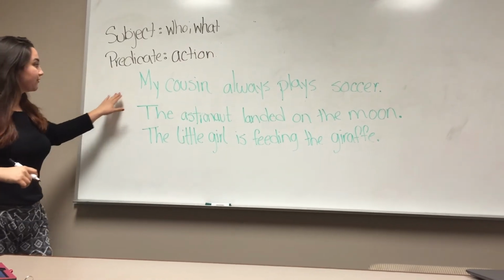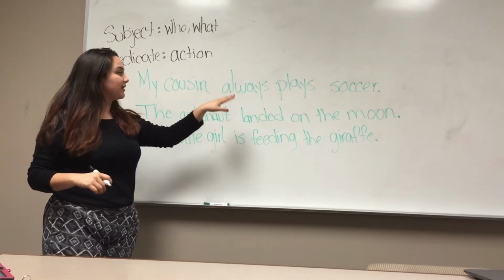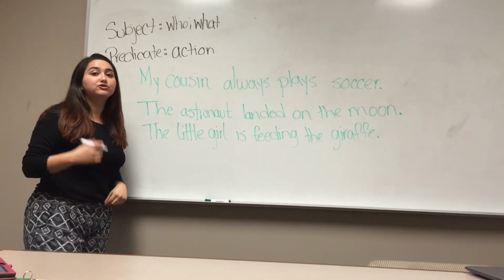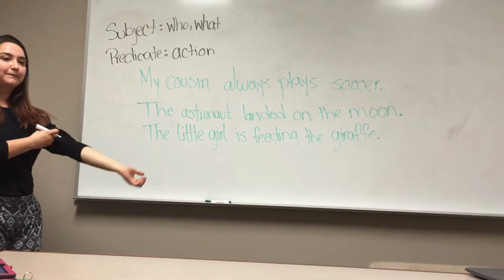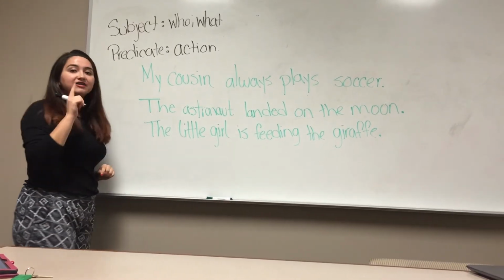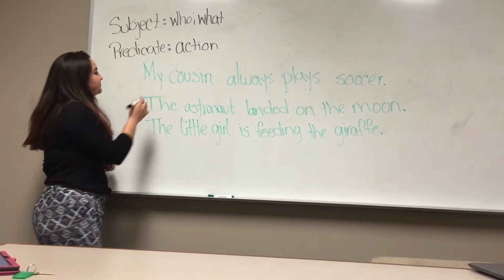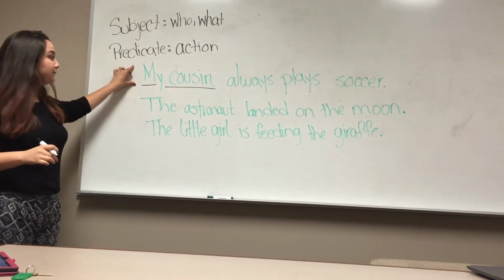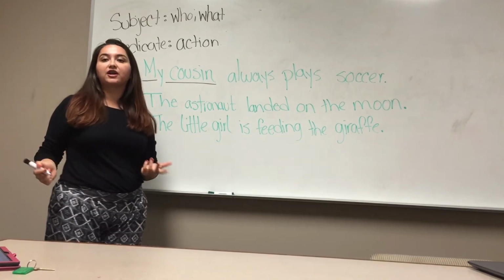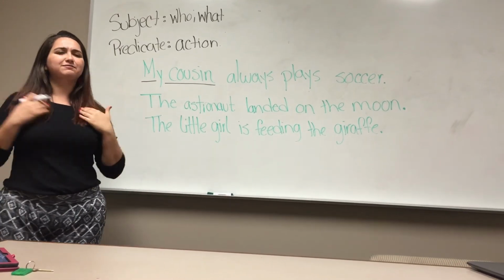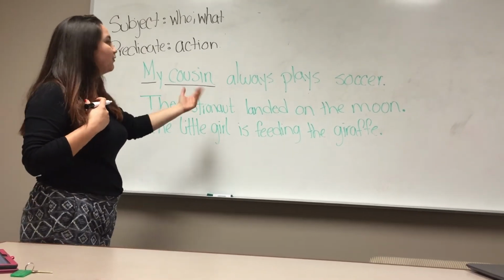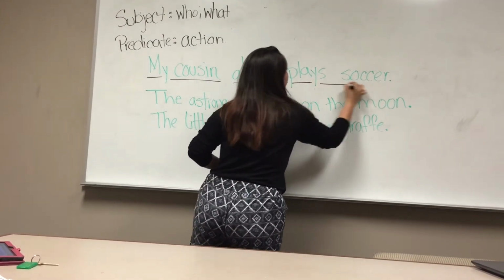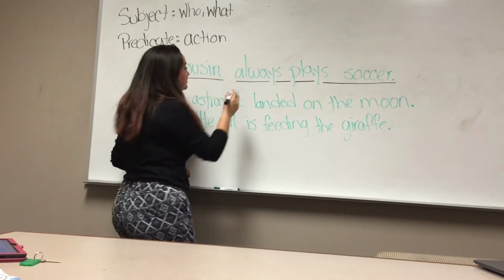Okay? So then in our first sentence, my cousin always plays soccer. What's our subject? What are we talking about? Who's doing the action? My cousin. Very good. So our subject, we're going to underline it once. My cousin. That's our subject, right? So then, what would be our predicate? What's going on in the sentence? What is my cousin doing? Always plays soccer. Very good. So this would be our predicate, and our predicate goes underlined twice.